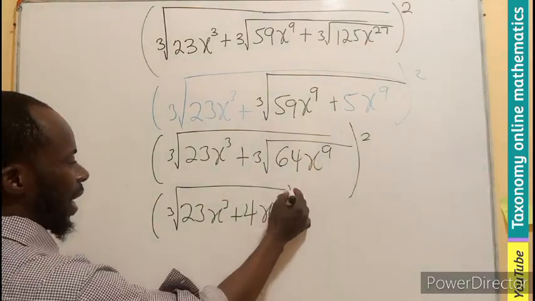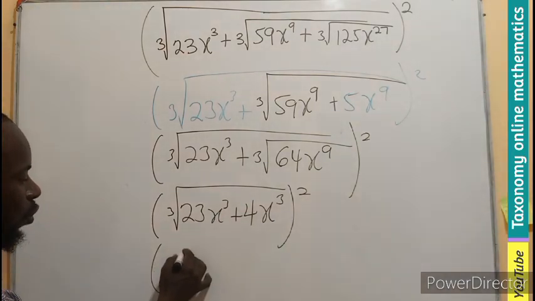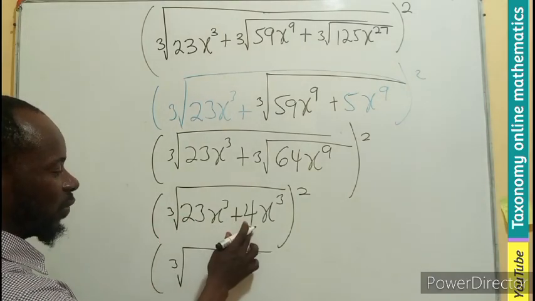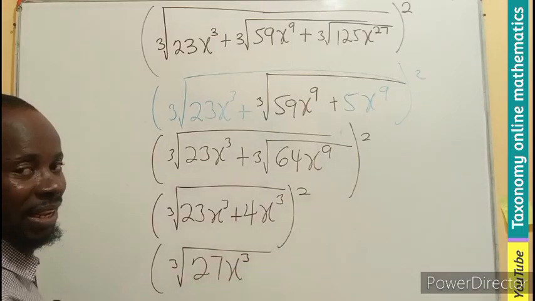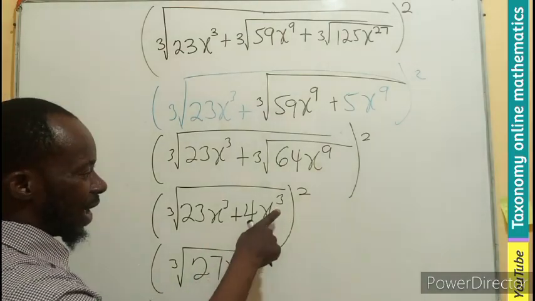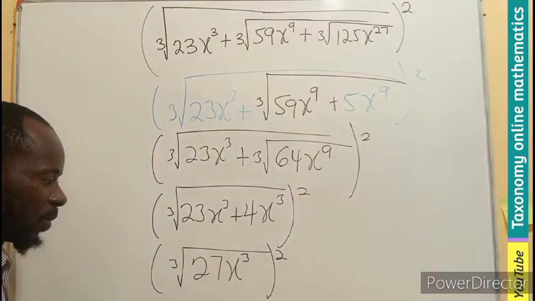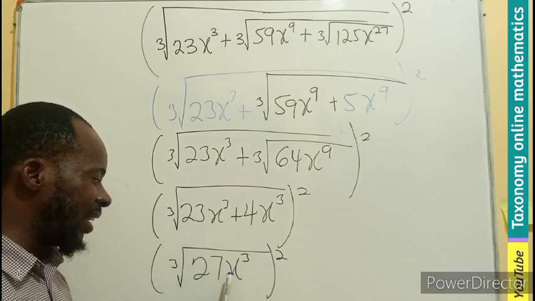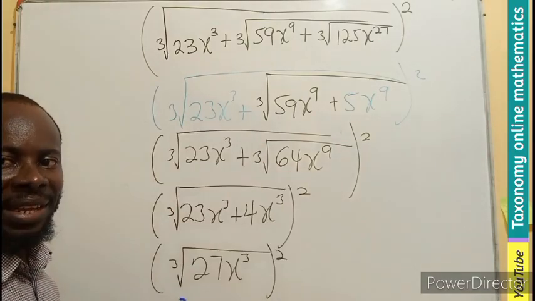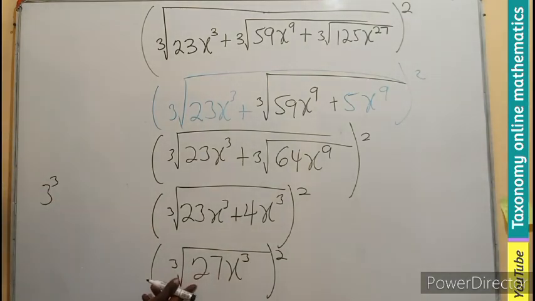Now the same root, so we add the numbers under it, meaning the cube root of 23 plus 4, that will be 27x exponent 3. I'm not sure you'll be thinking of x exponent 6; we are only adding, so we take them as like terms. Now breaking it down, it becomes 27x exponent 3 all to the power 1/3. Don't forget, 27 is 3 exponent 3.